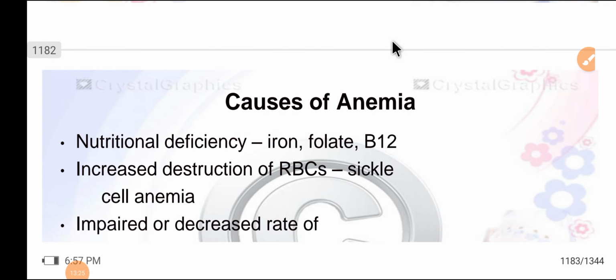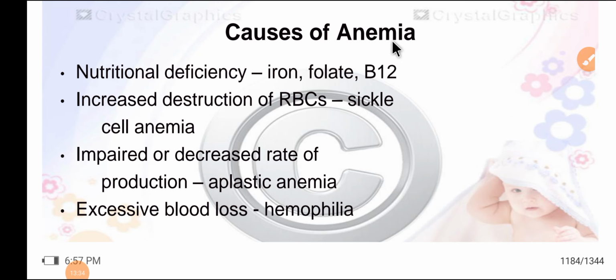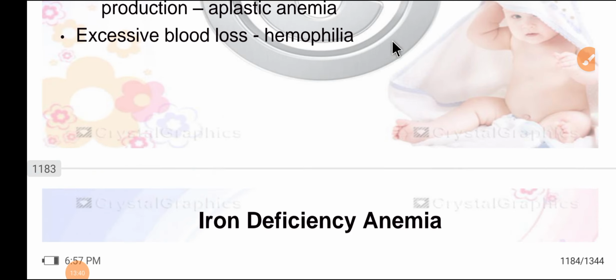Causes of anemia: nutritional deficiency, iron, folate, B12; increased destruction of RBC, sickle cell anemia; impaired or decreased rate of production, aplastic anemia; excessive blood loss, hemophilia.